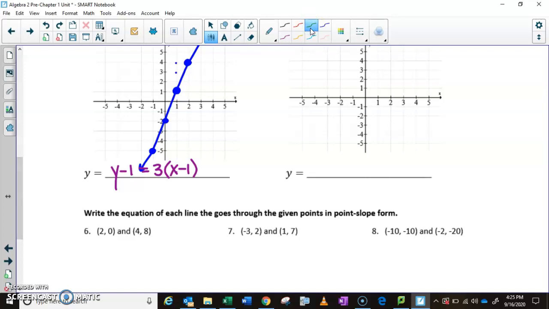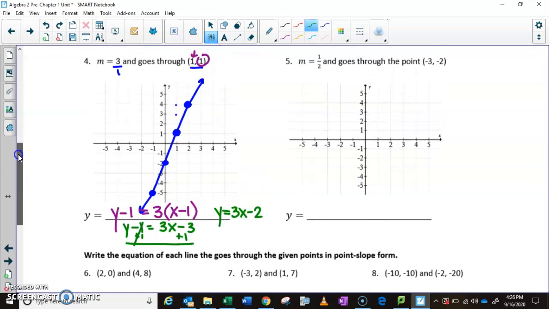So now we need to solve for y. If we're going to take this equation and solve for y, I'm going to distribute on the right, so 3 times the quantity x minus 3 times the quantity 1. And now I'm going to add 1 to both sides. So if I add 1 to both sides, my equation would be y is equal to 3x minus 2. If I want my equation in slope-intercept form, we'd have y equals 3x minus 2.